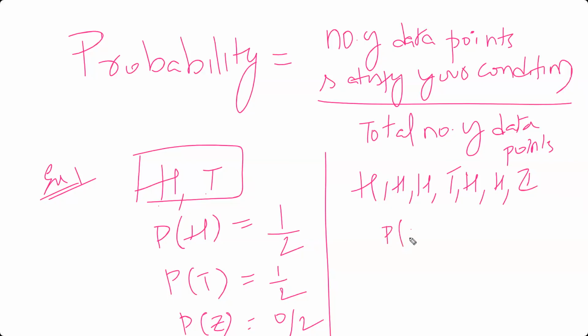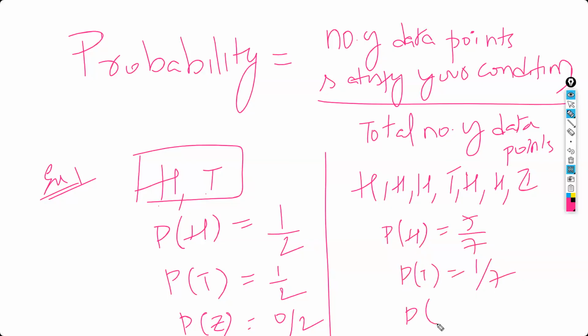Now, what is the probability of H? 5 records are there out of 7. What is the probability of T? 1 by 7. What is the probability of I? 1 by 7. What is the probability of J? 0 by 7. Simple. What is the probability of letter A? 0 by 7.